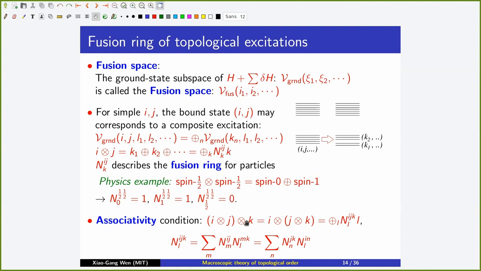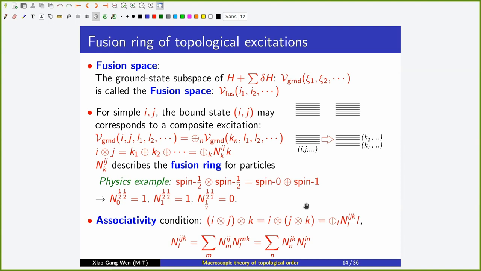So therefore we suddenly have this N_ij^k describing a fusion of two elementary particles. Now we see that the theory for the excitation is pretty non-trivial. You have all these structures. Also N_ij^k should be an integer tensor with non-negative entries, a non-negative integer tensor. And also it should have associativity, meaning that when we fuse i and j first and k later, or fuse j and k first and i later, we should get the same thing.